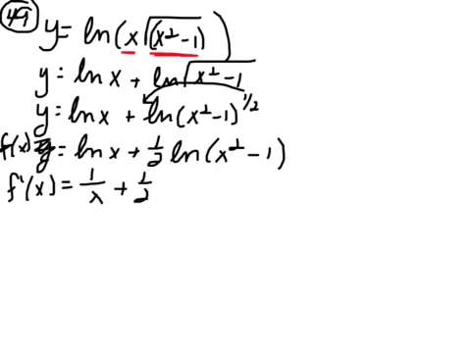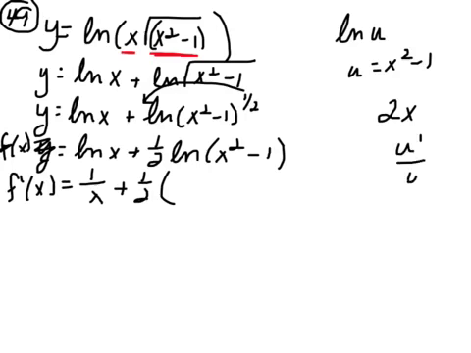If you split this apart, you get a lot more terms you have to mess with. You could just do this. I could look at it as u equal to x squared minus 1. It's not too hard to take the derivative of u. It's just 2x. So this is going to be a half, and the derivative of the log is u prime over u. The derivative of u is 2x.